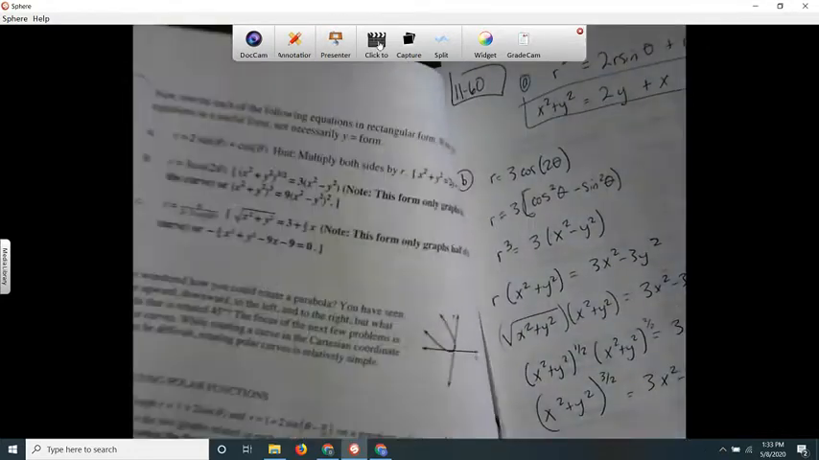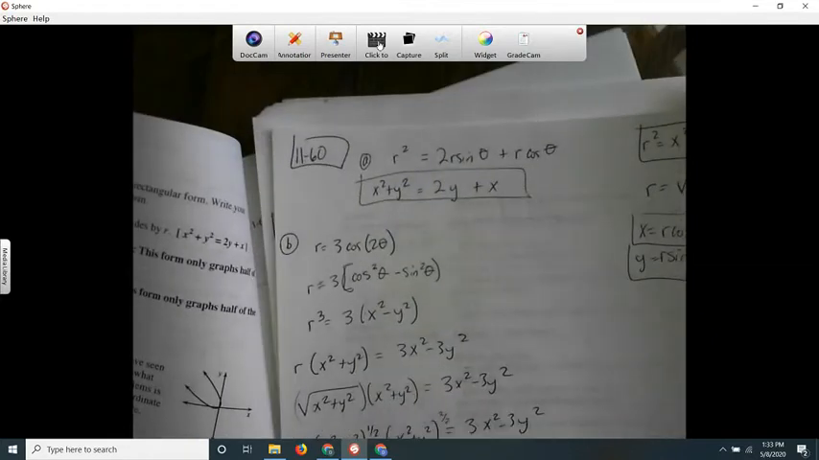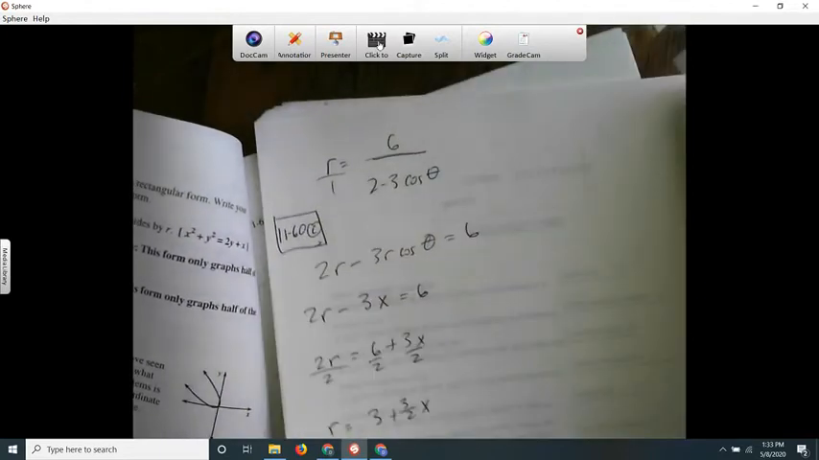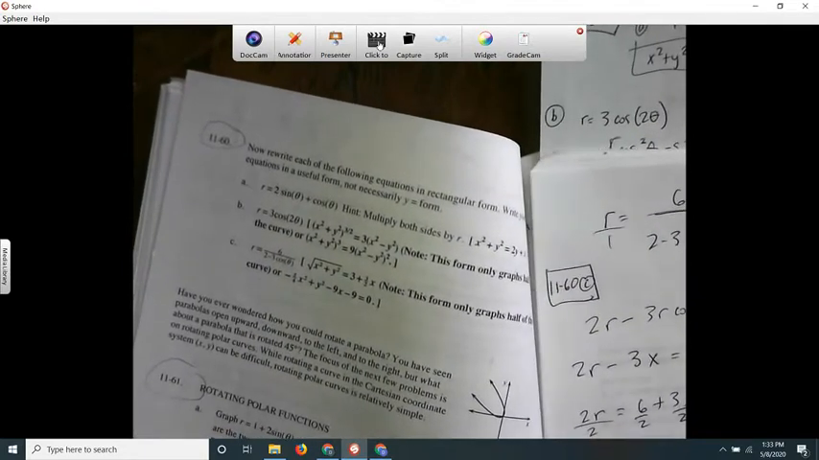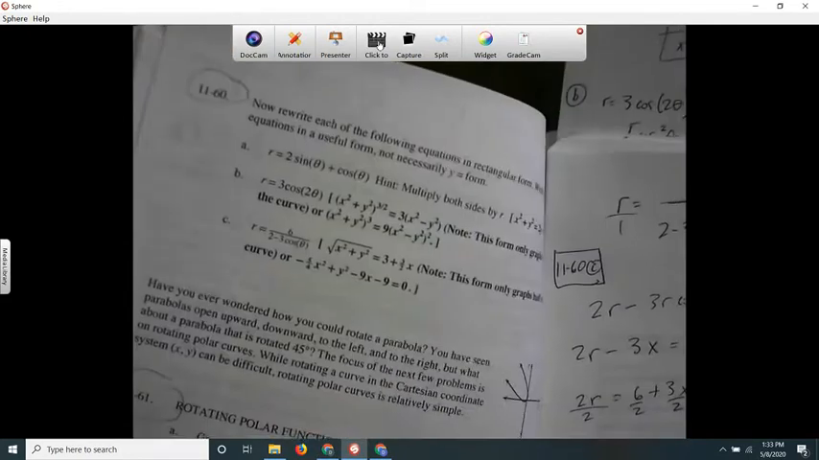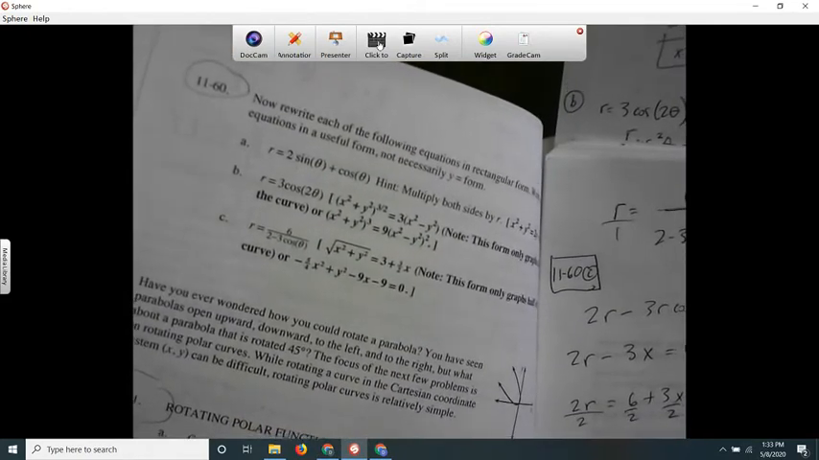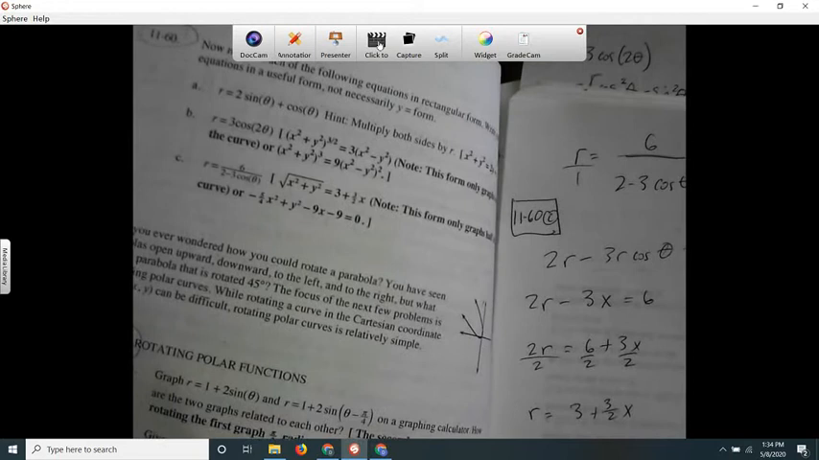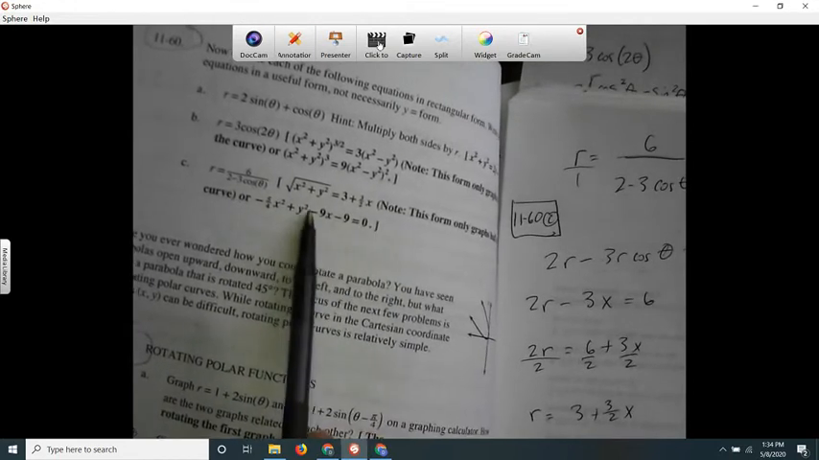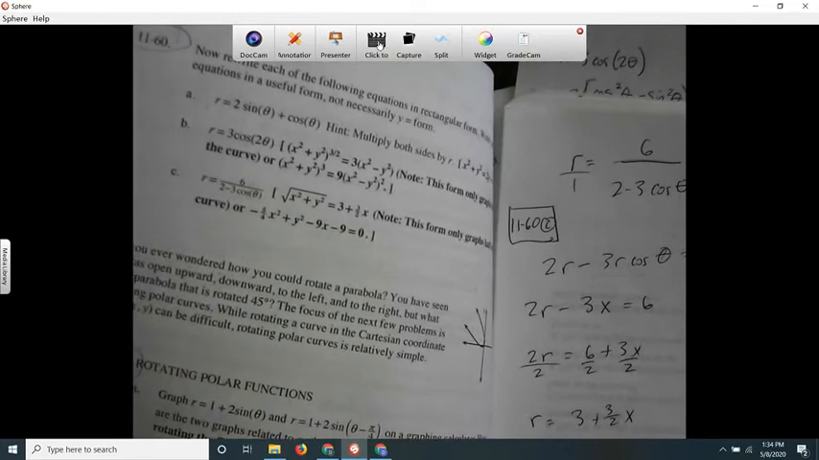So I was on problem 11-60, and I got down to letter C, and then I got stumped, and I was also running out of time. So letter C, it wants you to rewrite it in rectangular form, and it's got r equals 6 over 2 minus 3 cosine theta. I was explaining where they got everything from, and it wasn't what I thought. So I'm going to do this one on paper right here.